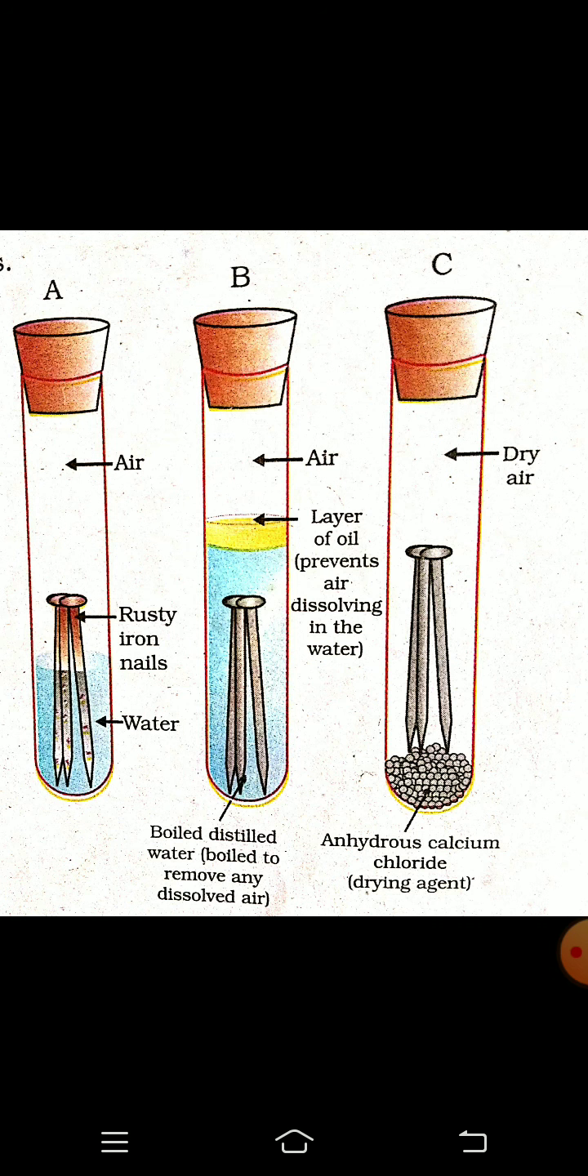Now, one by one. In the first test tube, we have to put some water and we have to cork it. We have to close it with the help of a cork. This is for test tube 1. Now, in test tube B, what do we have to do? We have to pour boiled distilled water and then we have to take about 1 ml of oil and then we have to close it. As we know that when water and oil are kept together, what will happen? Water will be at the bottom and oil will float, right? This we have learned.